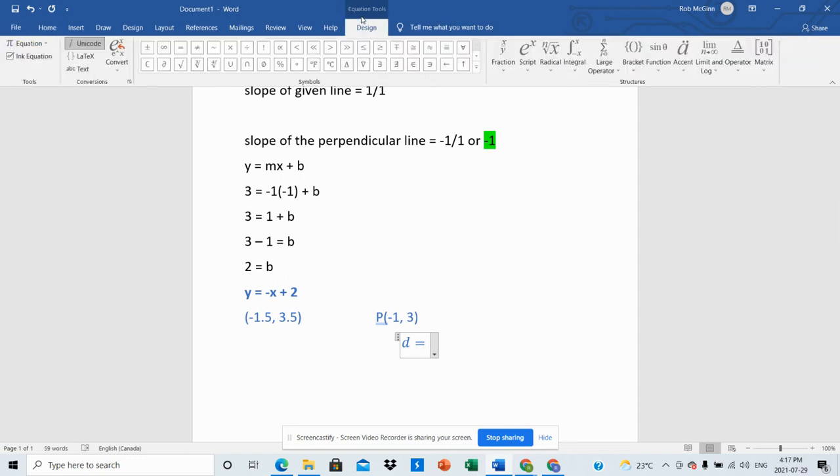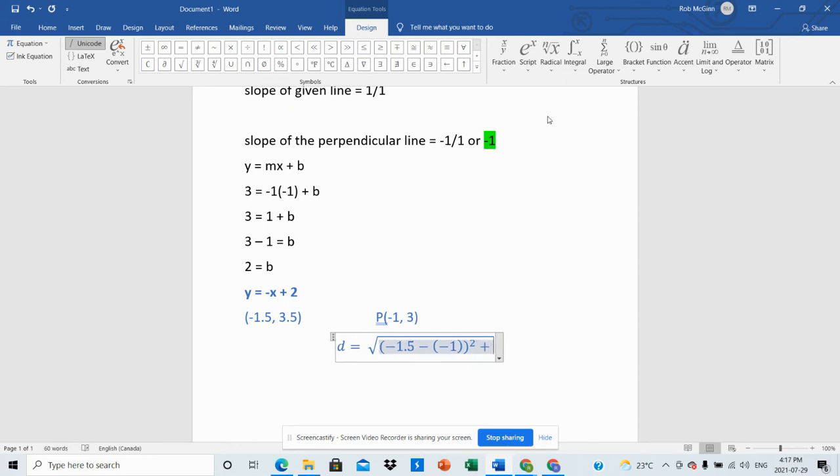D is going to be equal to the square root of, in brackets, x2 minus x1. It doesn't matter our order because we're going to end up squaring it. So bracket, let's take -1.5 minus -1, and that's going to be squared.